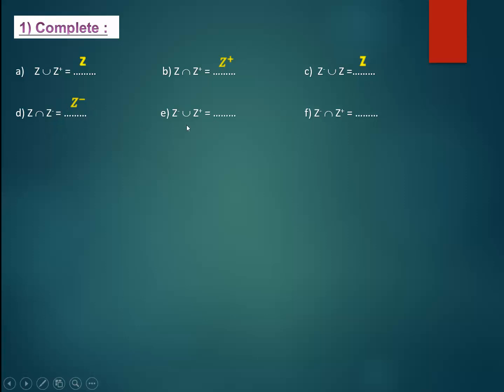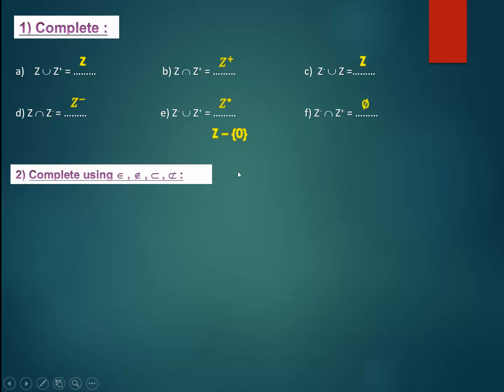Z negative union Z positive equals, yes, all of Z except 0. So it will be Z star, which is Z minus 0. Z negative intersect Z positive. There is no intersection between positive and negative, so it will be phi.